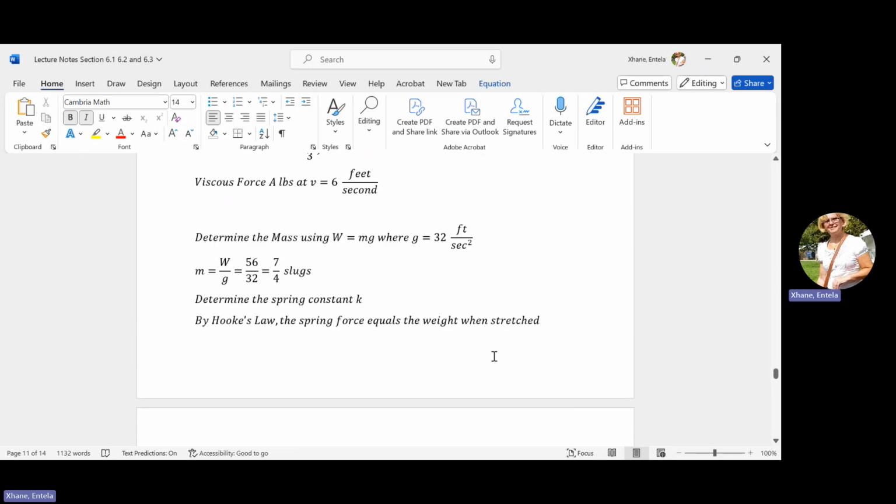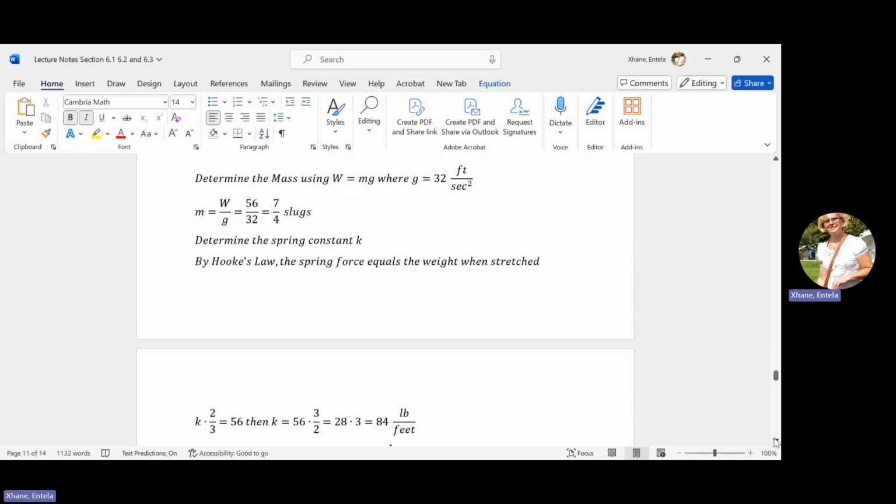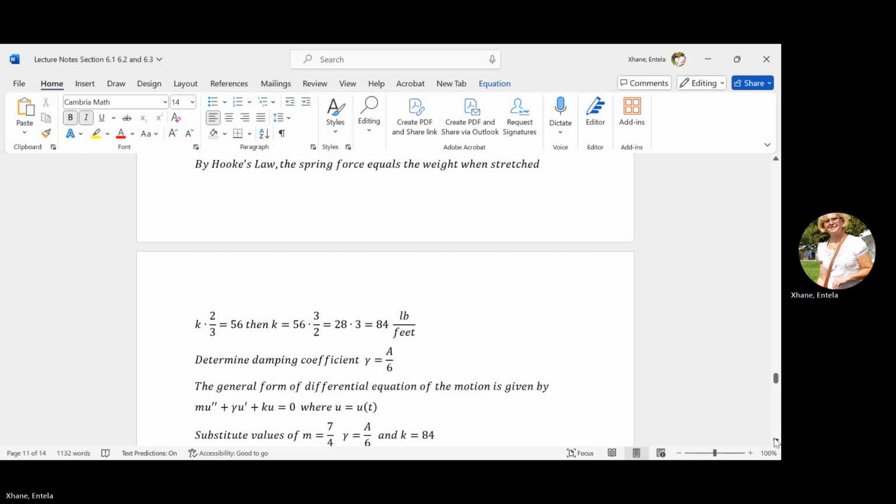Now determine the spring constant using Hooke's law. The spring force equals the weight when stretched. So this is k times 2/3. Remember, that's the stretching. It was given initially as 8 inches, and we convert it into feet. It equals the weight, which is 56. This was m times g, by the way. So k in this case equals 84 pounds per foot.